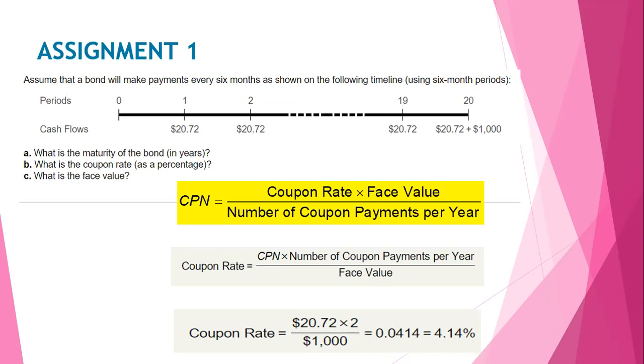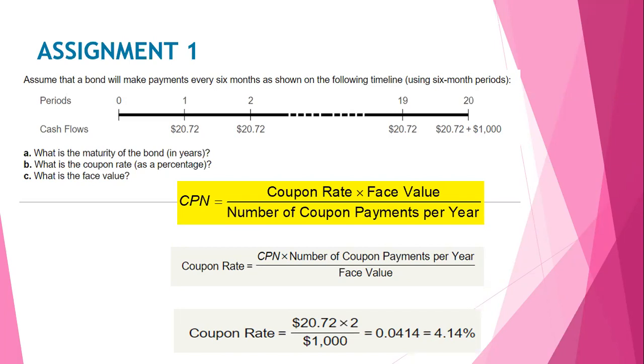The coupon rate is 4.14%. That's the answer to B. What is the coupon rate as a percentage? It is 4.14%.